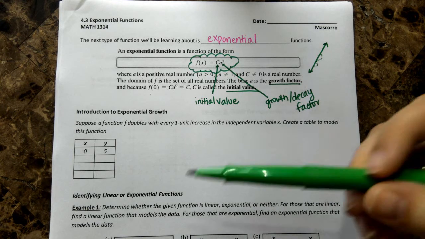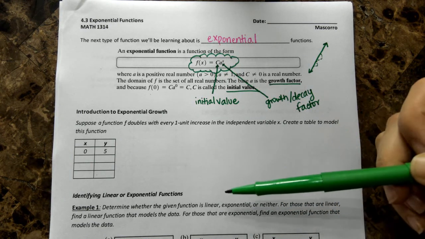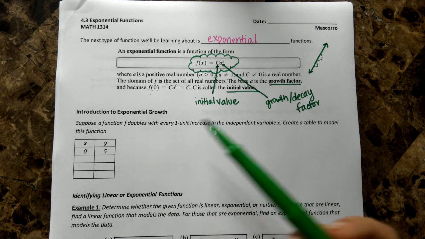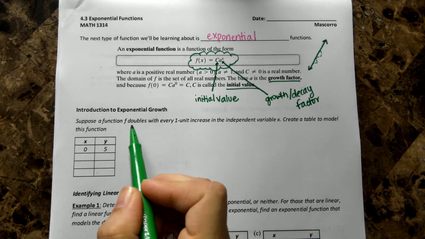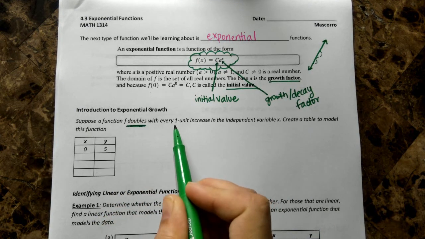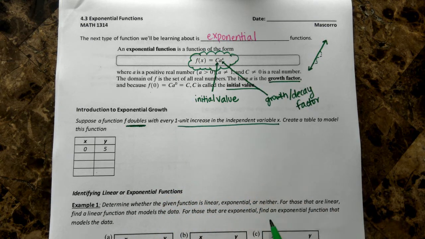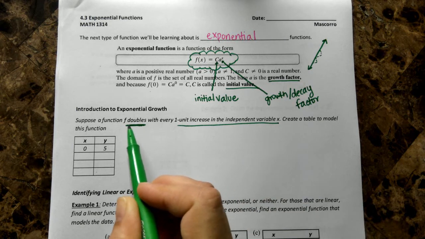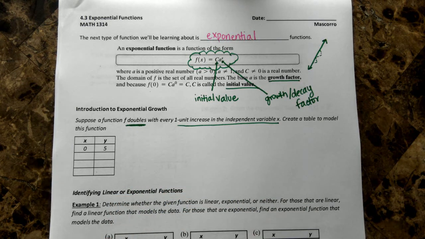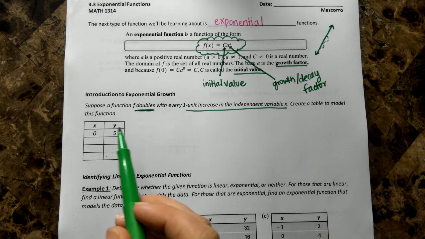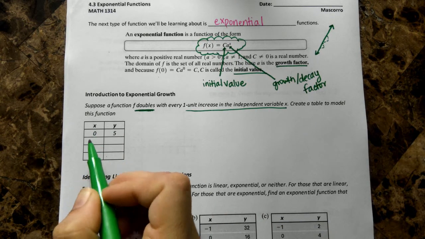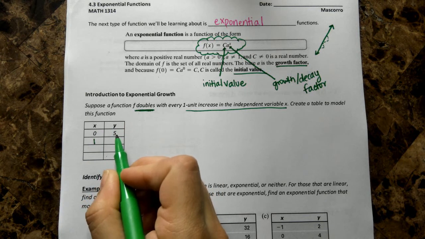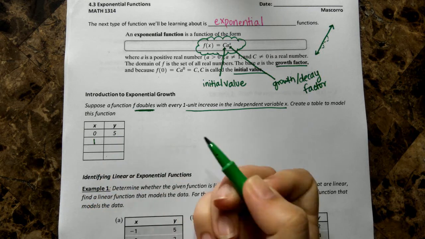Now let's go ahead and start with what an exponential function's table looks like. So for this first example, we're given a function, and let's say the function wants to double with every 1 unit increase in the independent variable x. So basically every increase by 1 in x, we're going to double the output f of x, or y value. So I've already given us a starting value, 0 and 5. So if we increase the x value by 1, so from 0 to 1, the y value, the output, will double. So instead of 5, the double amount of 5 would be 10.